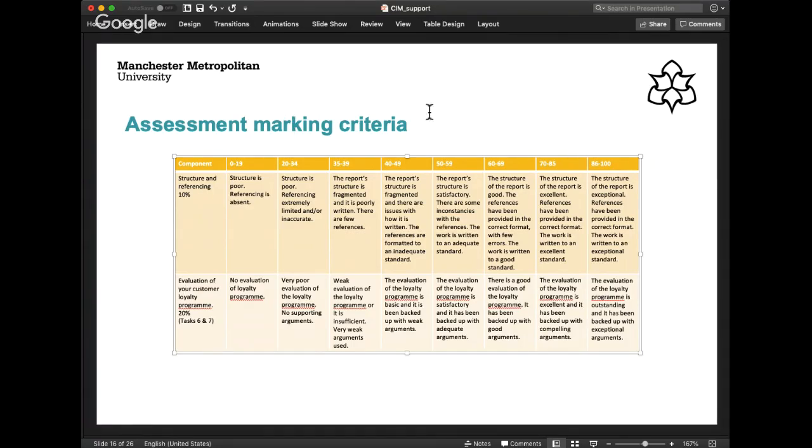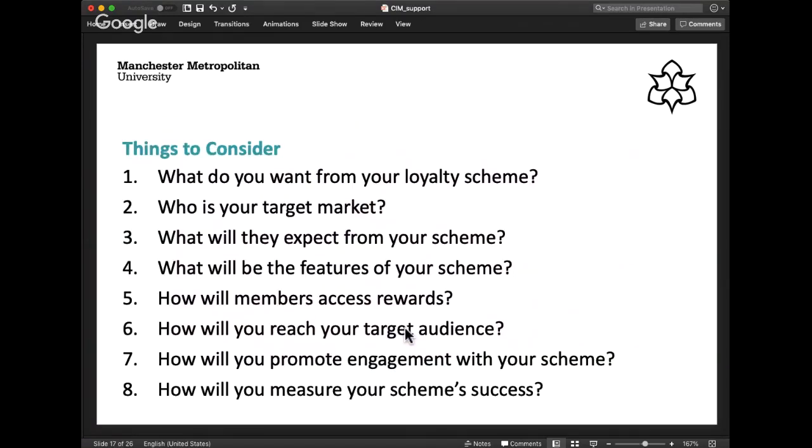So that's where you get your marks, and that's kind of your breakdown of your word limits. So what I would want you to consider really carefully, and these are questions that you need to ask of yourself whilst you are thinking and considering this assignment, is what do you want to get from your loyalty scheme? What do you want your customers to get from your loyalty scheme? And what do you want the organisation to get from the loyalty scheme? Who is the target market for this loyalty scheme? And what do they expect from your loyalty scheme?